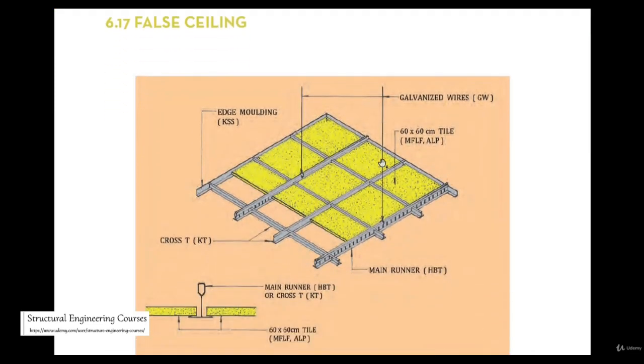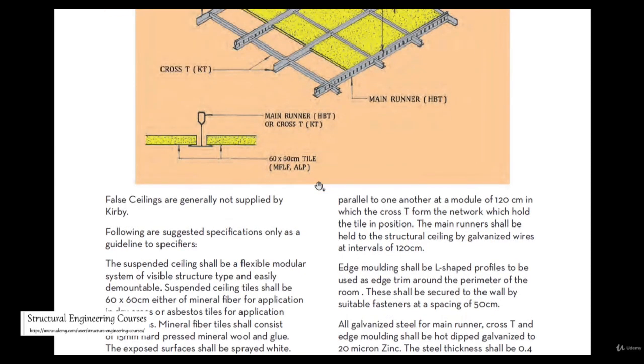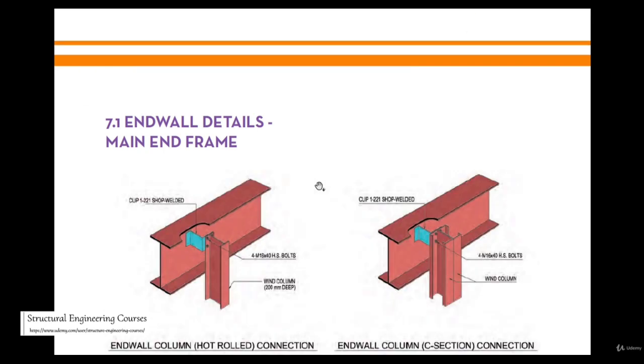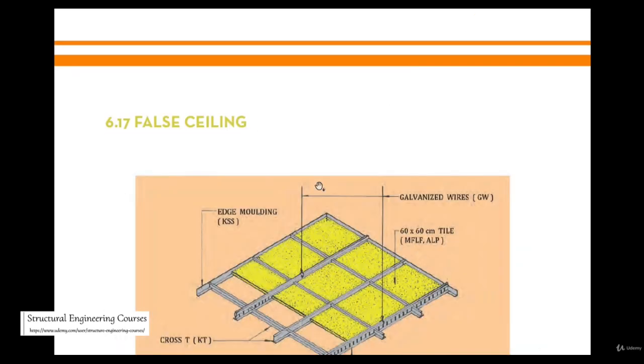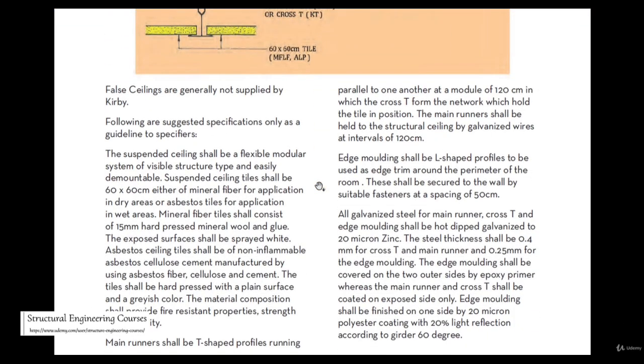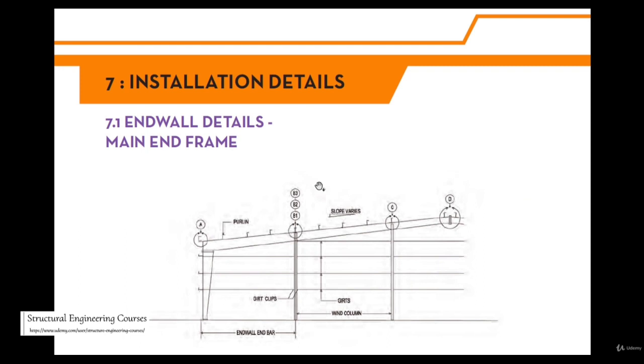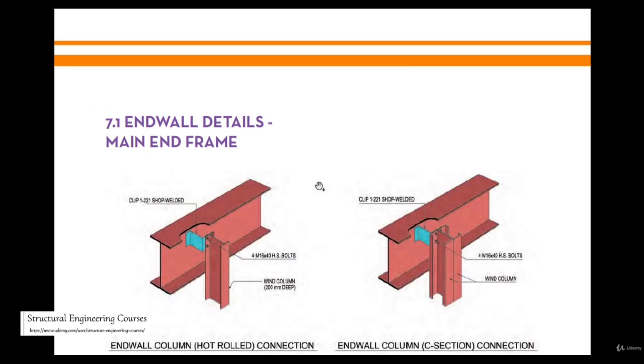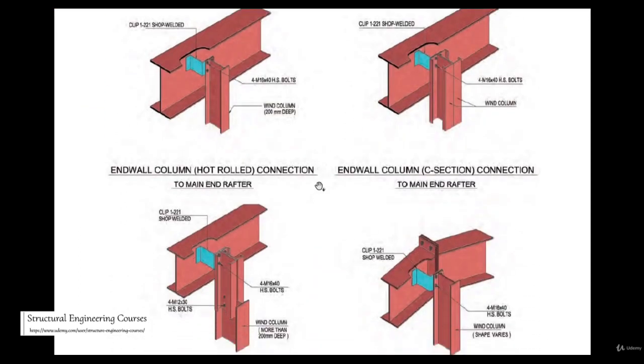This is a typical section showing the false ceiling. These are the false ceiling panels, and they are basically tied to the top of the PEB shed with the help of these galvanized wires. All these loadings we must consider in our designs, that is, whether there shall be a false ceiling or not. If there is a false ceiling, then we should take the optimal design load in our PEB design.